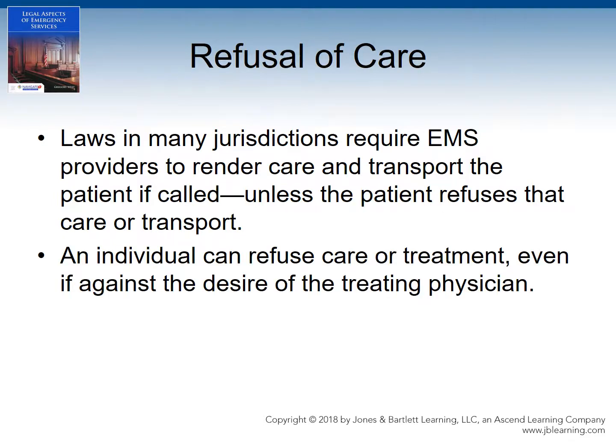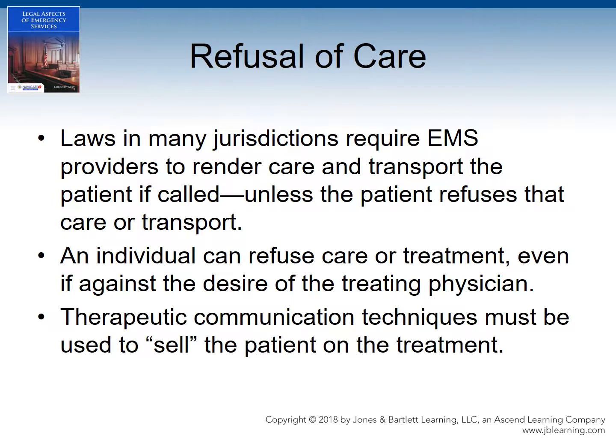Thus, a patient with legal capacity may refuse medical care or treatment even if it is not in his or her best interest or against the wishes, desires, or advice of a physician or an EMS provider. In those cases, the best anyone can do is attempt to use therapeutic communication techniques to sell the patient on whatever treatment is necessary, prudent, or reasonable given the circumstances. If that patient continues to refuse, however, and the patient has legal capacity to do so, forcing the patient to receive treatment or be transported can give rise to some of those intentional torts that we just discussed.